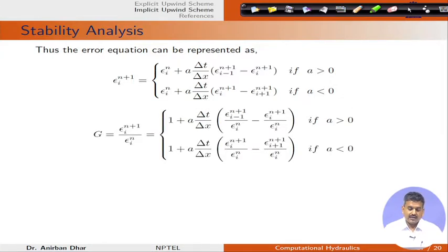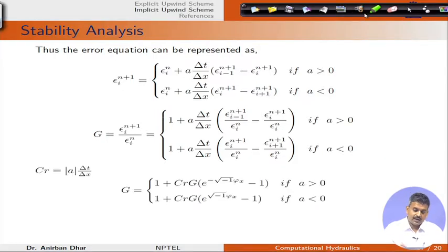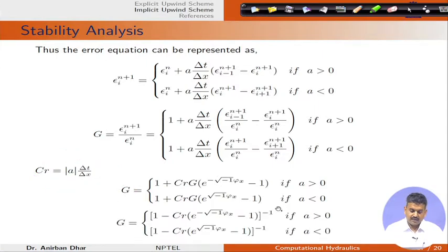So, we can write our amplification factor by dividing by epsilon I. Again defining the Courant number like this, where this is always positive, we can write G like this. If we further simplify, we can write G in this format. Now, we need to define the modulus for this G to evaluate the stability of the scheme.